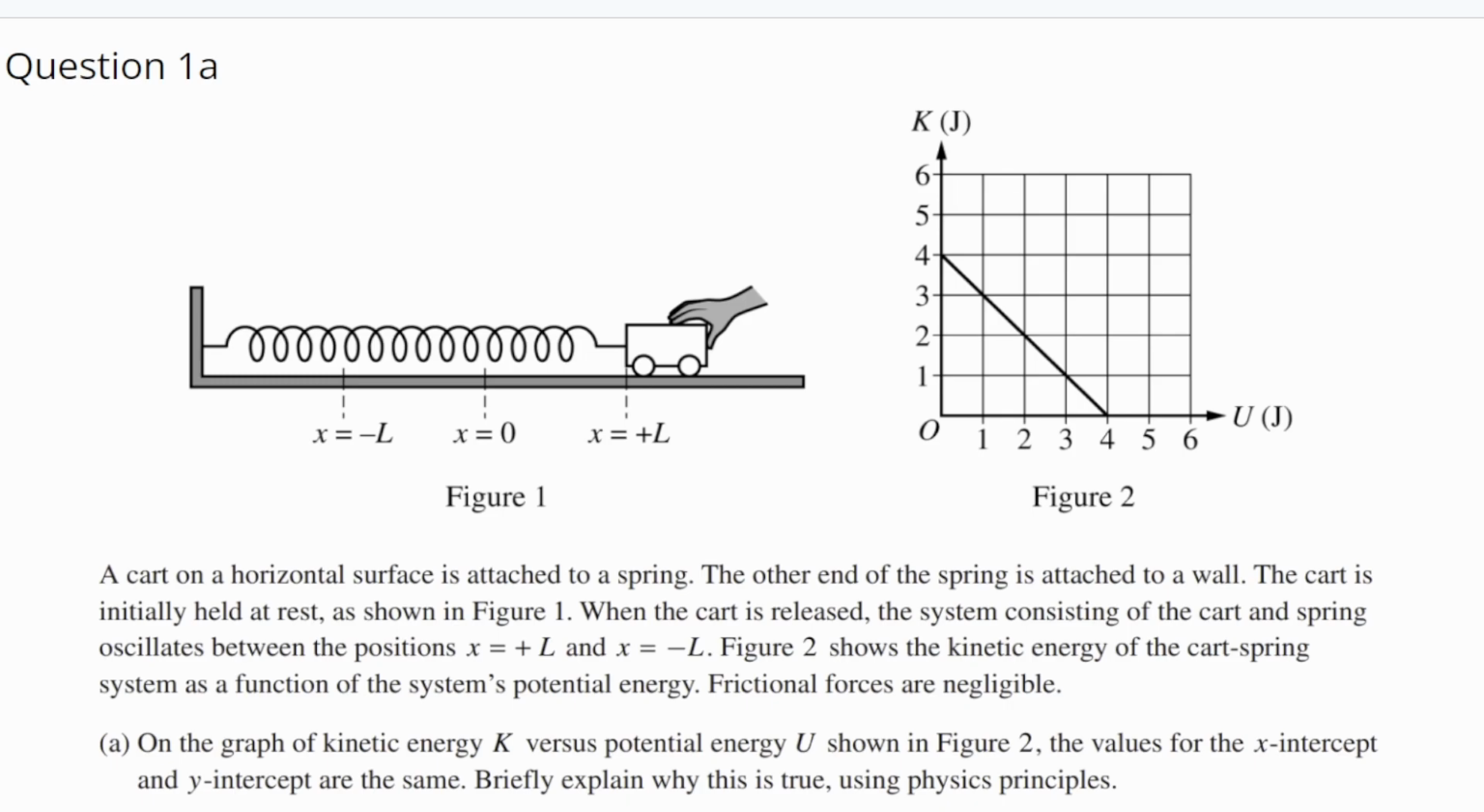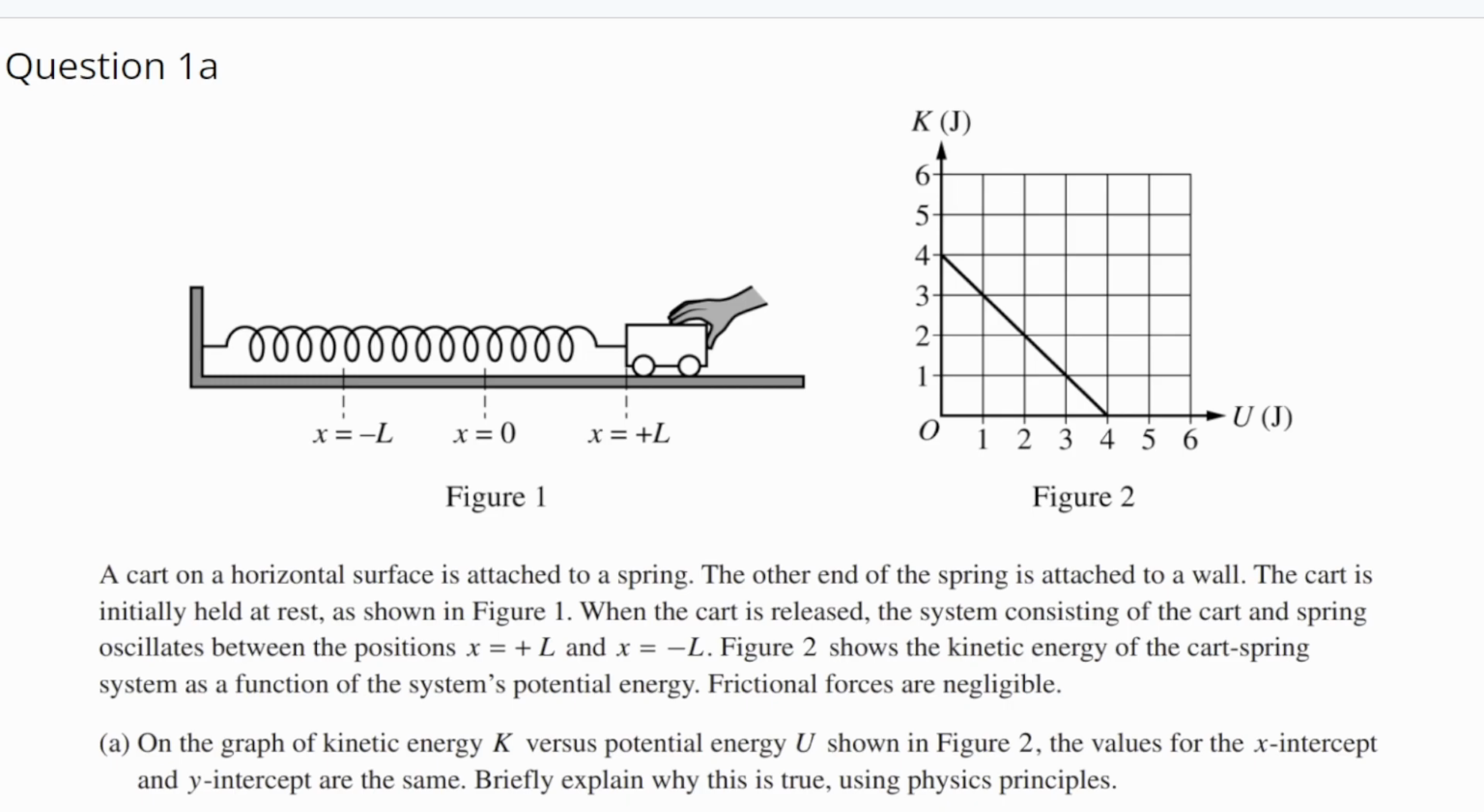A cart on a horizontal surface is attached to a spring as pictured above. One end is attached to a wall, the other is held at rest. When the cart is released, the system oscillates between plus L and minus L as shown above. And then we have a graph of kinetic and potential energy with kinetic on the y-axis and potential on the x-axis. So number 1, A asks, on the graph of the kinetic energy K versus U, the values of the x and y intercept are the same, and they're asking why, using physics principles.